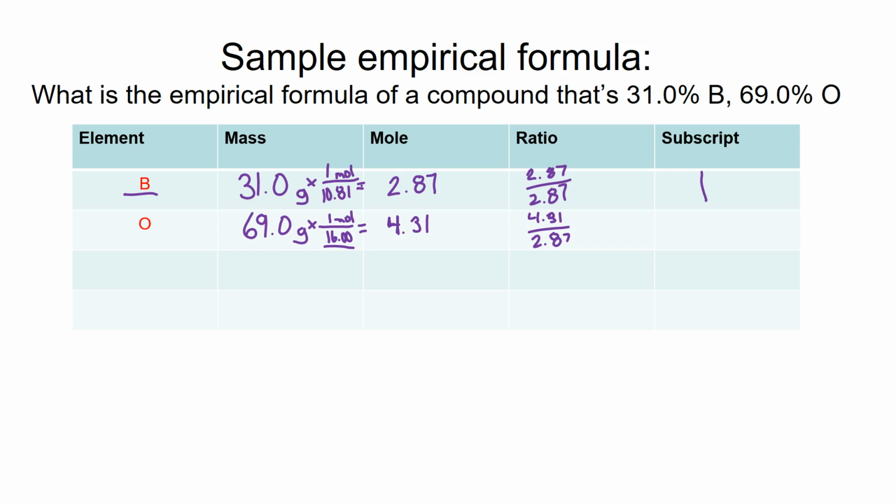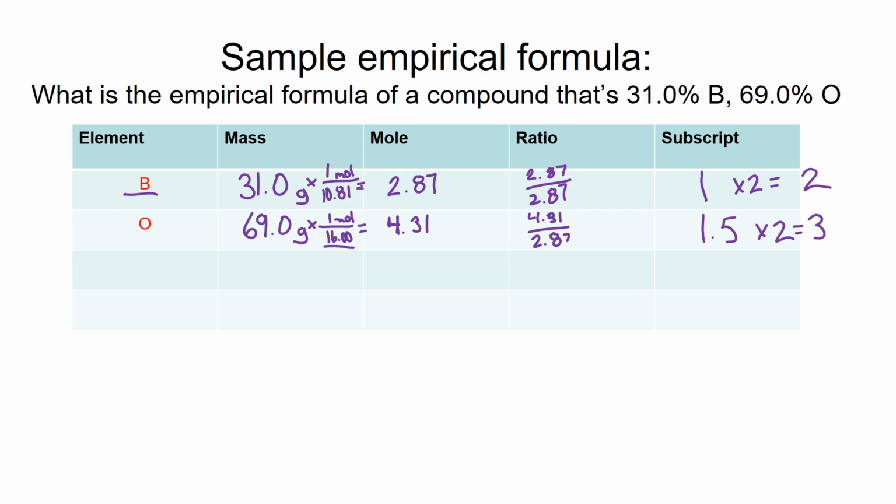1.5. In this context, 1.5 is not close enough to 2 to round up to 2, and it's not close enough to 1 to round down to 1. I can't have a half of a subscript. So I'm going to multiply this by 2, but because I'm multiplying this by 2, I also have to multiply this by 2. So 1 times 2 is 2. 1.5 times 2 gives me 3.